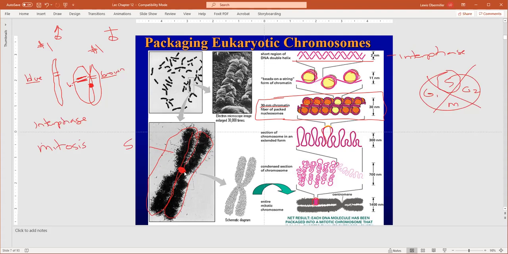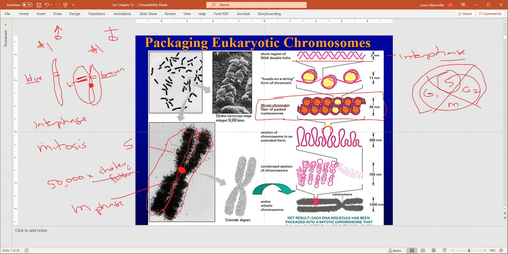So this is actually in M phase, and that's why it looks like an X, because we can't see the chromosomes in interphase. They're relaxed. It's only when they're condensed like this. And by the way, this is about 50,000 times shorter and fatter than an interphase chromosome. This is an M phase chromosome.